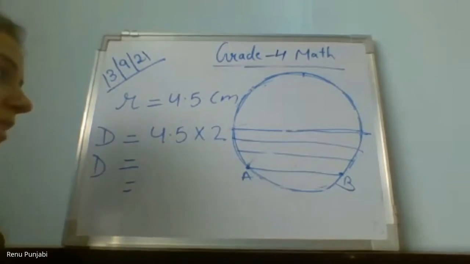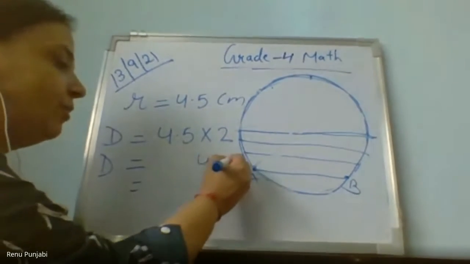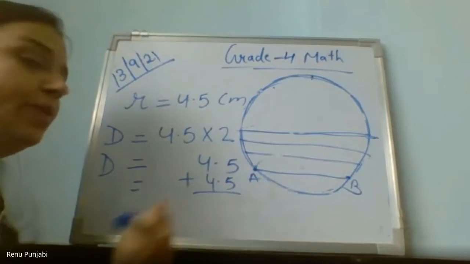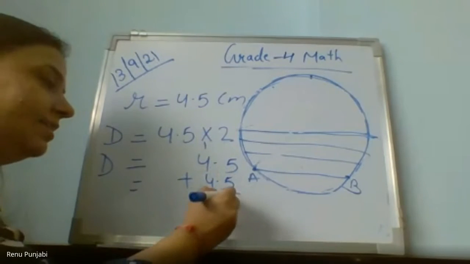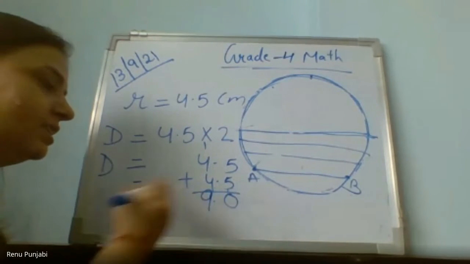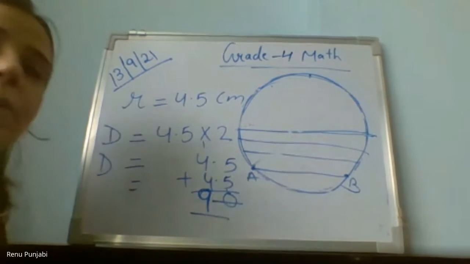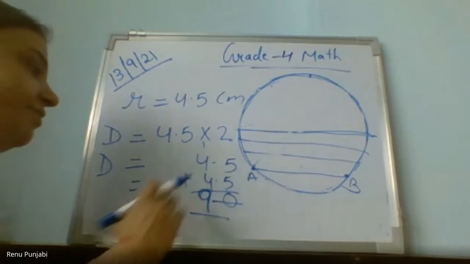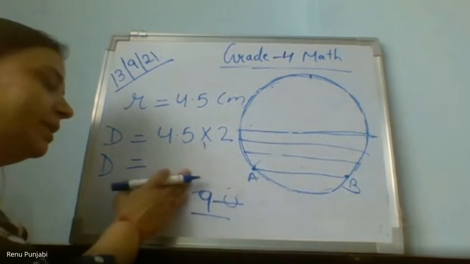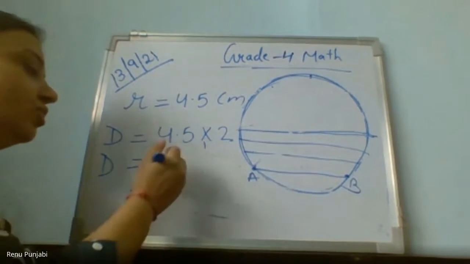Very good. We can also do one more method. You can add 4.5 plus 4.5, or you can add 2 times 4.5. 5 plus 5 is 10, 8 and 1 is 9. So 9.0 means point 0 has no value, so it is 9. And we have one more method: how to multiply 4.5 with the 2.